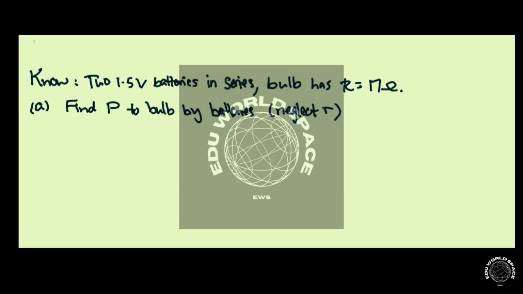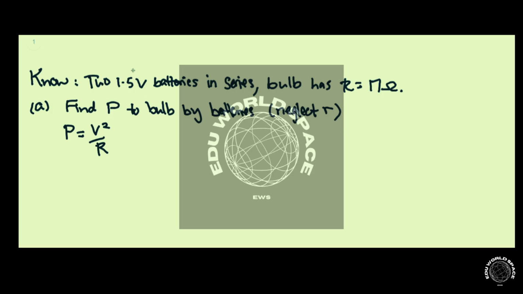The things we know from the problem is that there are two batteries that are connected in series, and each battery is 1.5 volts. And connected to these batteries is a light bulb that has a resistance of 17 ohms. In part A of the problem, we're asked to find what power is delivered to the bulb, assuming that we can neglect the internal resistance of the batteries.